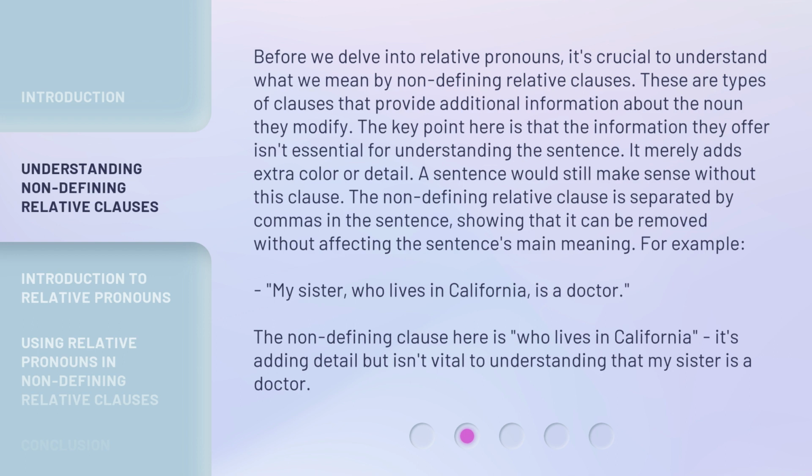The non-defining relative clause is separated by commas in the sentence, showing that it can be removed without affecting the sentence's main meaning. For example, my sister, who lives in California, is a doctor. The non-defining clause here is, who lives in California. It's adding detail but isn't vital to understanding that my sister is a doctor.